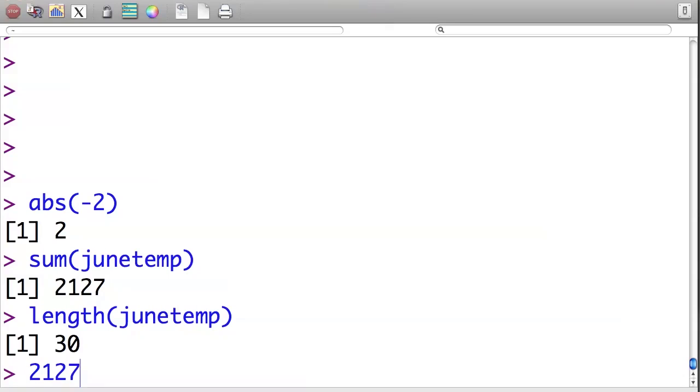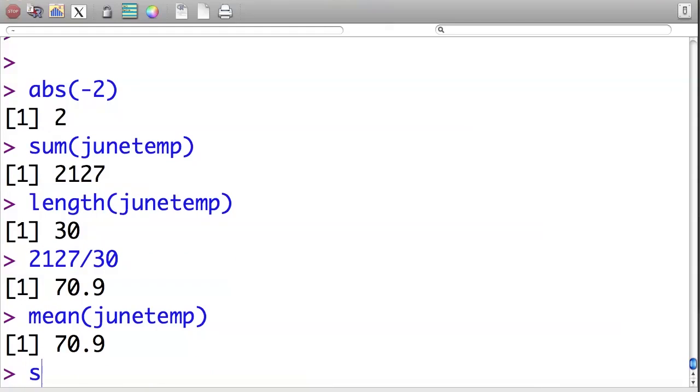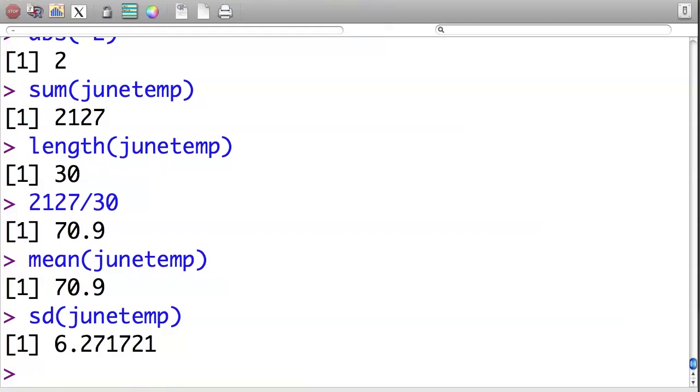So using these two functions, I can calculate the average June temperature. Fortunately, this is the same as the output coming from the mean function. There's also an sd function which calculates the standard deviation of the vector.